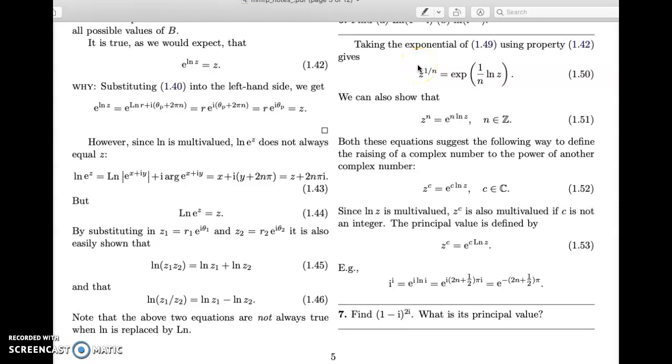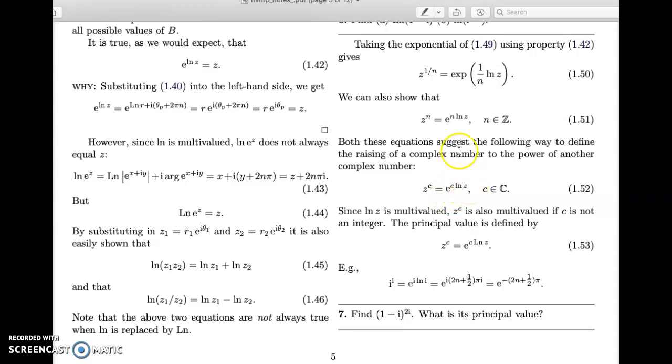So the next function of complex variables we want to look at is raising a complex number to the power of another complex number. So for example, can we do i to the power i? Basically, the way you do it is z to the power c is defined as e to the power c times log z.